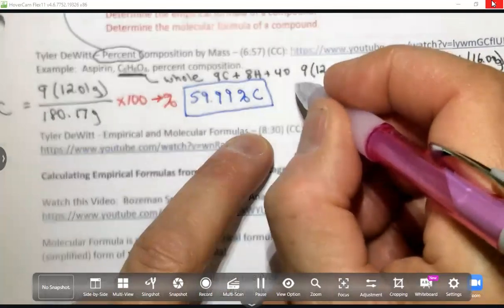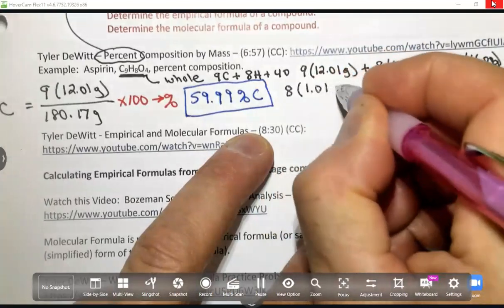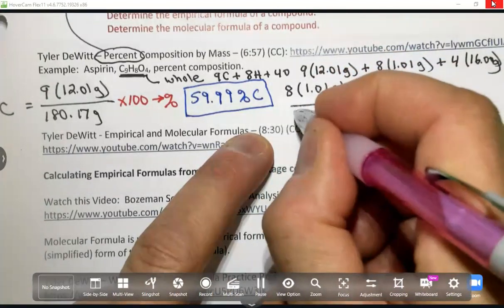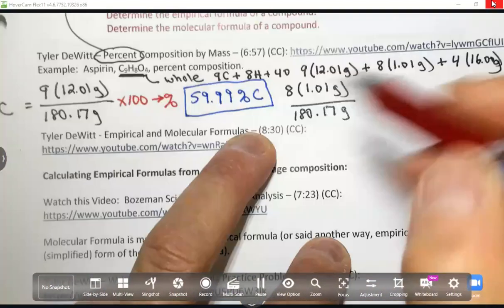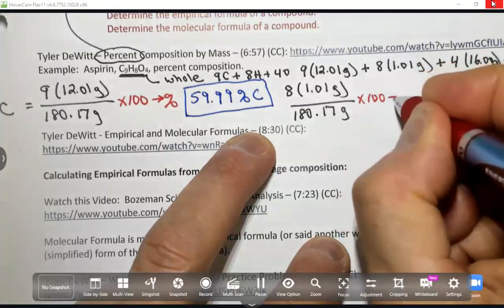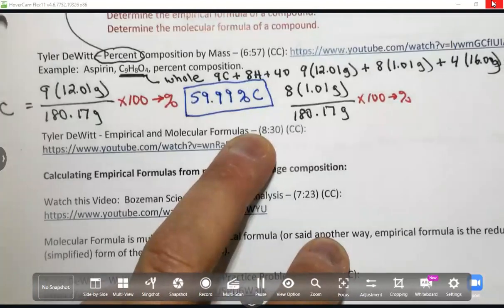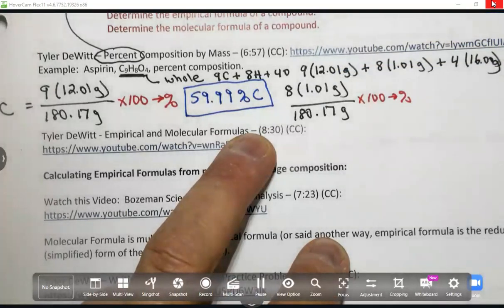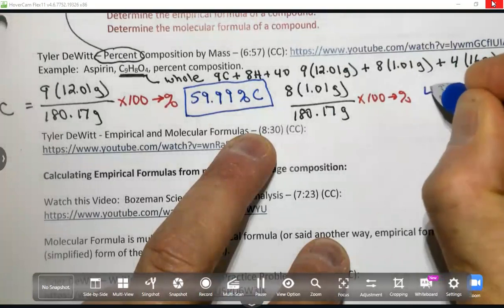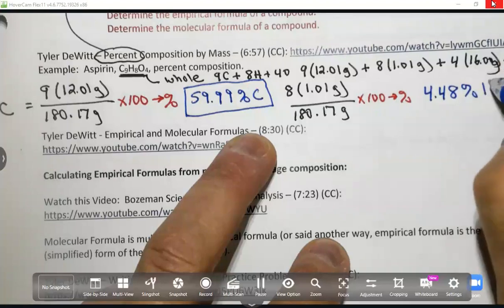And we've got hydrogen here. We're probably going to lose a sig fig on this, but we'll do hydrogen next. We've got 8 hydrogens at 1.01 grams divided by 180.17 grams. We'll multiply by 100. We'll add the percent. This is going to get us 3 sig figs this time. So we are going to be at 4.48% hydrogen.